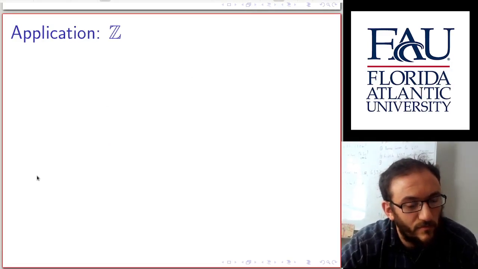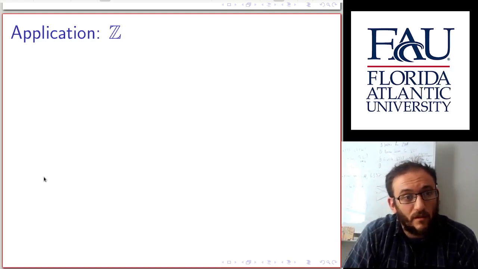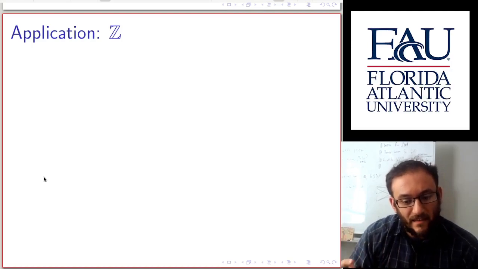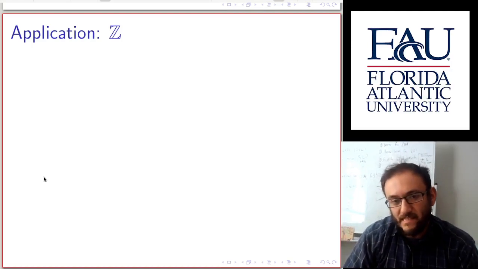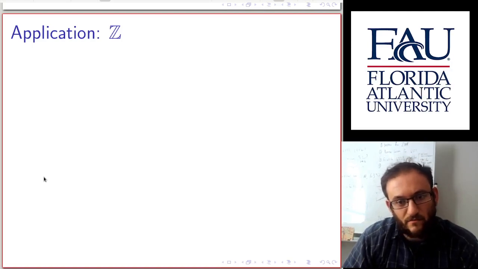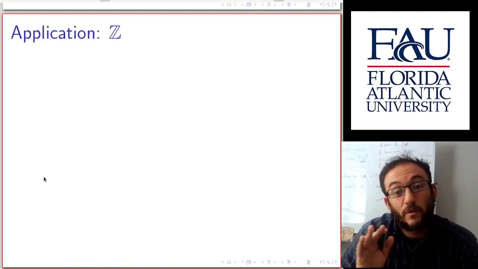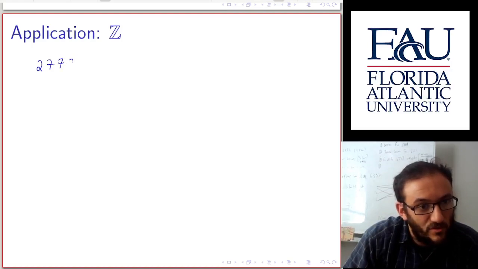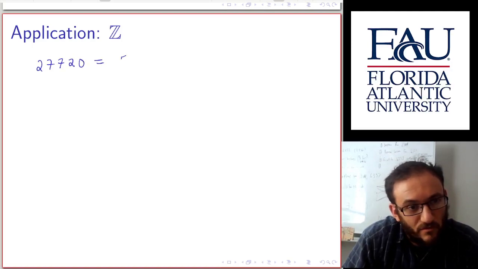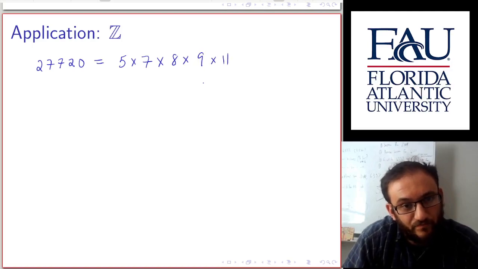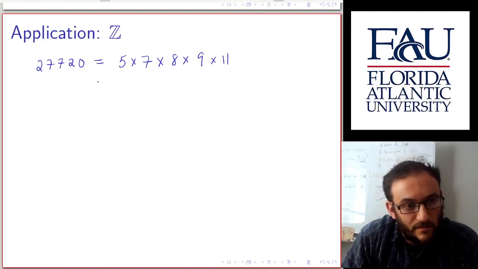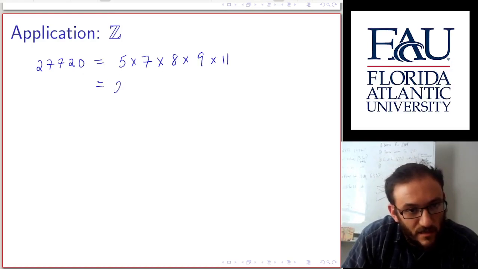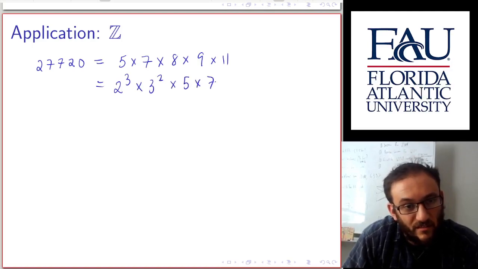So how do we apply this? Let's say we want to count some set which is very large, let's say on the order of 20,000. You don't know exactly how much it is, but let's say you know it's less than 25,000. So you could use the following fact. The integer 27,720 is equal to 5 times 7 times 8 times 9 times 11. And taking prime factorization of all of these, 8 is 2 cubed and 9 is 3 squared, and we have 5, 7, and 11 are prime.